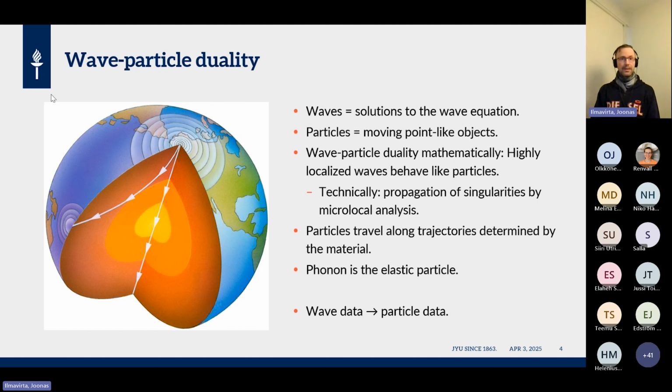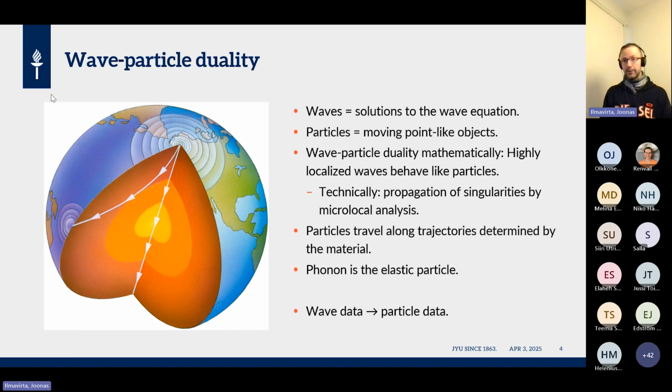From a mathematical point of view, wave-particle duality means that highly localized waves behave like particles. If your wave is a very tiny little wave packet, you could essentially think of it as just a point-like particle, and that point of view is pretty useful. From a more technical point of view, you could think of having singularities in your solutions to the elastic wave equation, and you could track the propagation of these singularities by microlocal analysis.